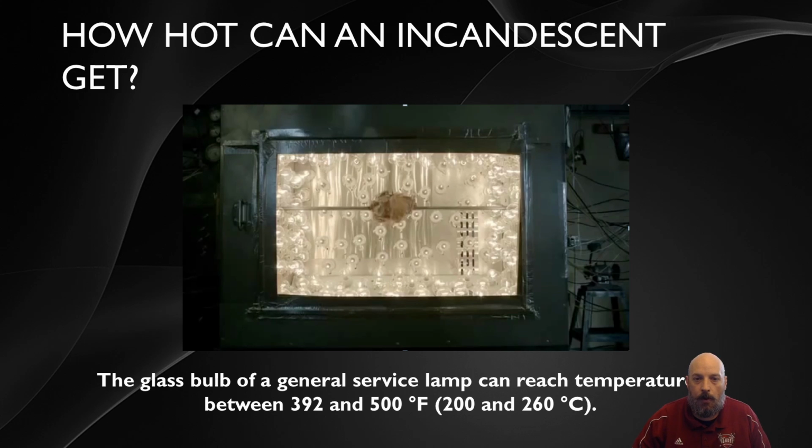So the question is, how hot do incandescent light bulbs get? Well, they can get up to about 200 to 260 degrees Celsius, or 392 to 500 degrees Fahrenheit, which for an incandescent light bulb is hot enough to cook with. Now, I'm not sure I would want a chicken that was cooked off of 100 light bulbs, but I might take a cake that was cooked off of maybe one light bulb.